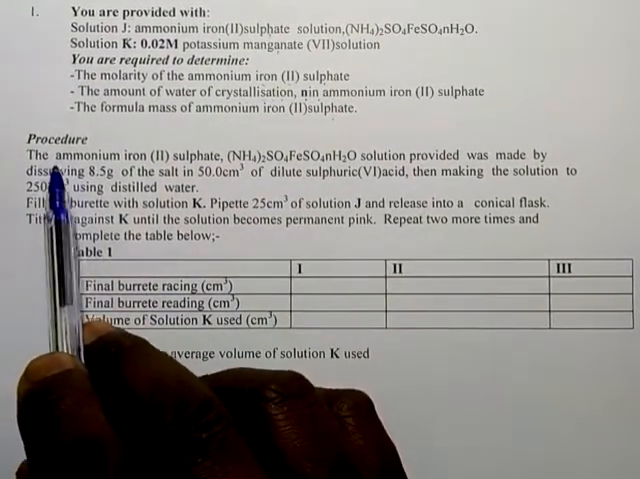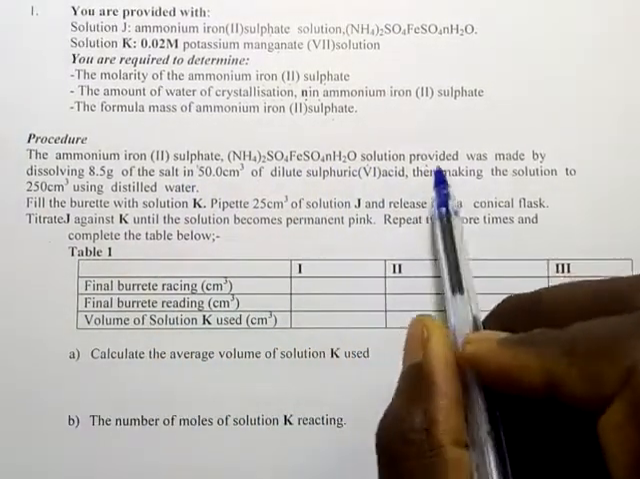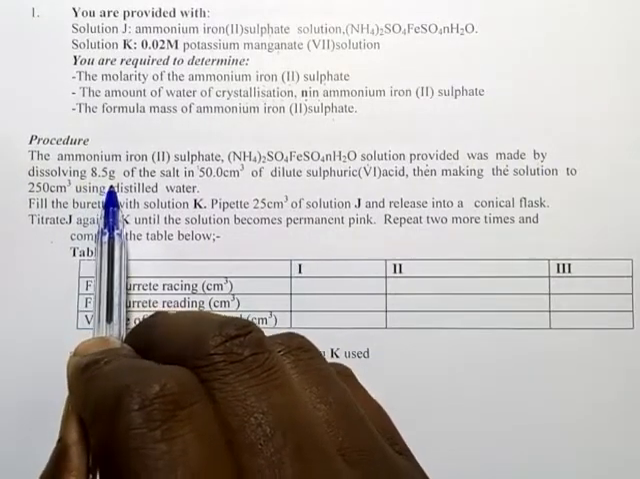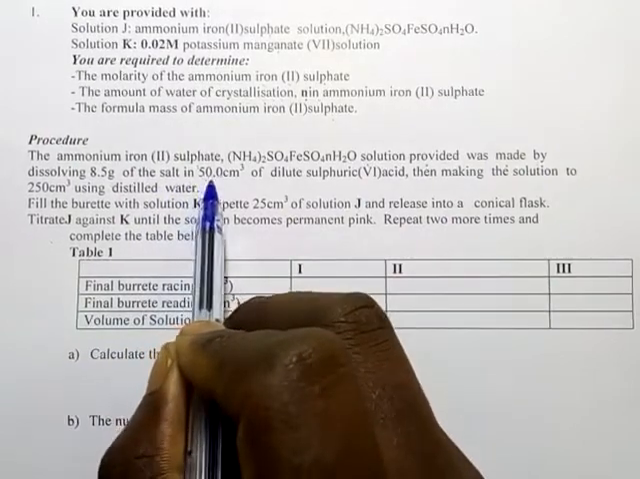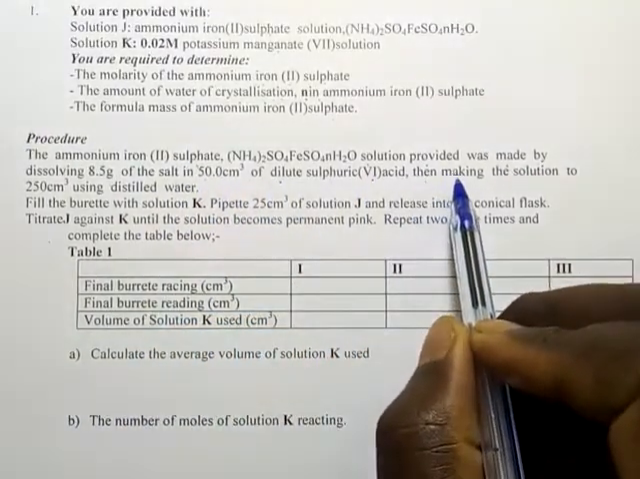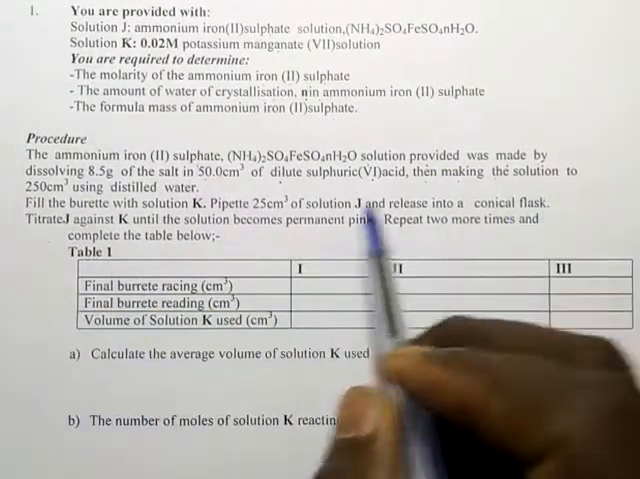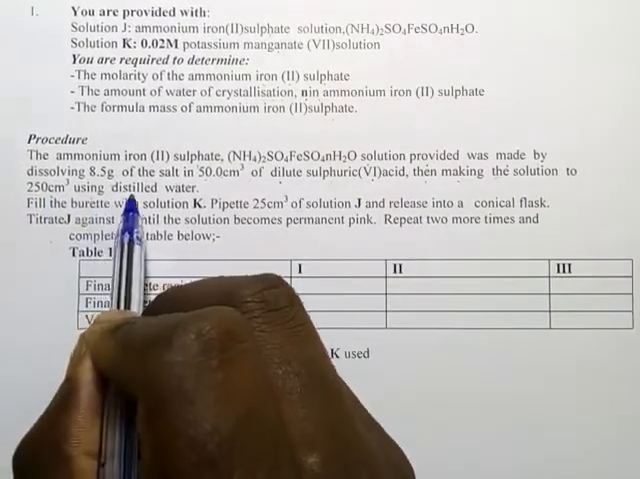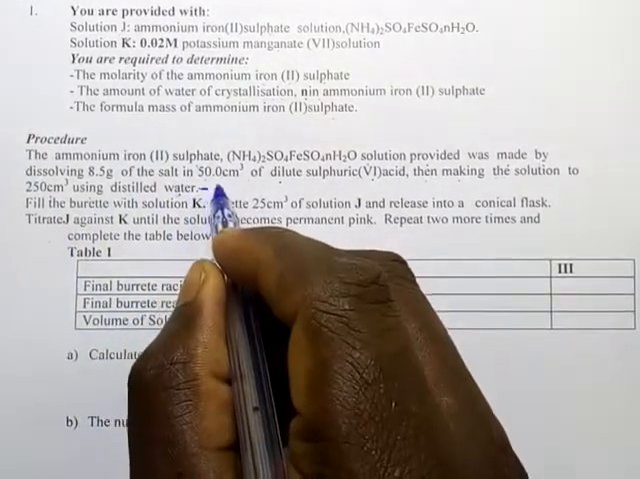The procedure: the ammonium iron(II) sulfate solution provided was made by dissolving 8.5 grams of the salt in 50 cm³ of dilute sulfuric acid, and then making the solution up to 250 cm³ using distilled water. So this is solution J.